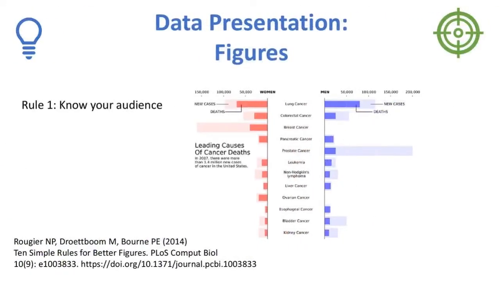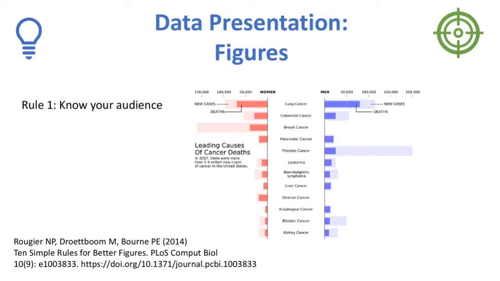I am now going to introduce you to one of my favorite articles published in the academic literature of all time. Rougier et al. 2014, PLOS Computational Biology, 10 Simple Rules for Making Better Figures. I love this paper. I talk about this paper all the time. We are going to go through some of the simple rules that Rougier and co presented in order to give you some advice to make better figures, to present your data in better, more effective ways.